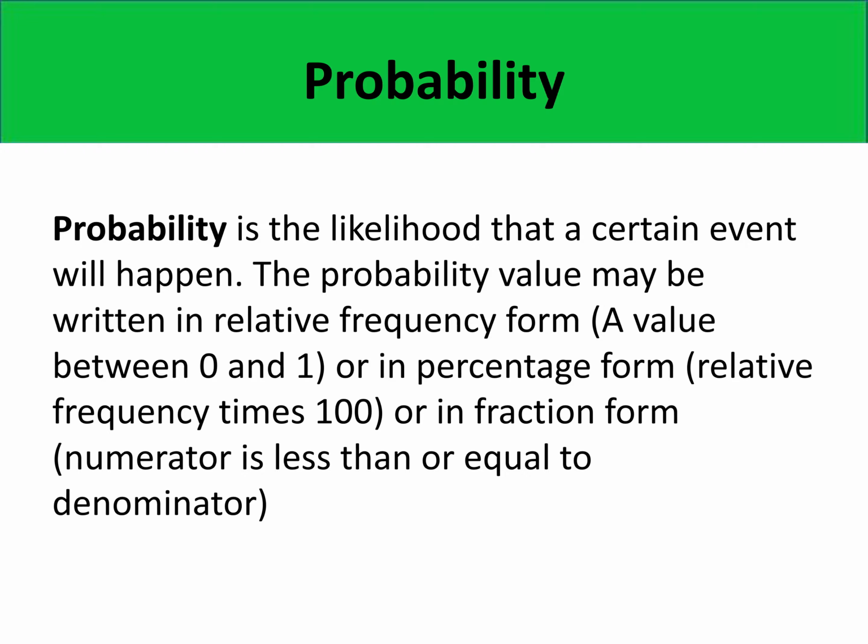Or, instead of relative frequency and percentage, probabilities can also be written in fraction form, in which case the numerator must be less than or equal to the denominator. This means that the numerator cannot exceed the denominator, or the numerator cannot be greater than the denominator, because this will give us a value of probability that would be greater than 1.